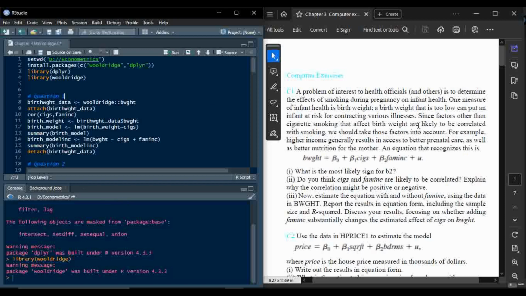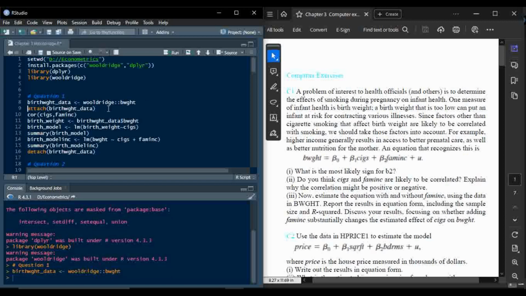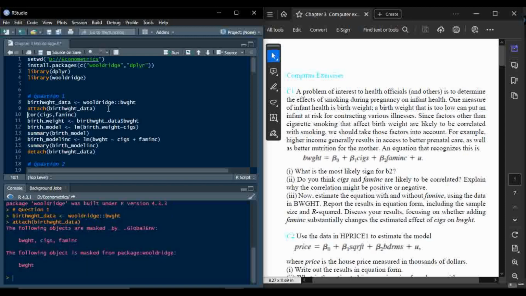Question number 1 utilizes the birth weight dataset from the wooldridge library. In this dataset, there is also a column with the same name, bwght. Therefore, we will have to use different names for the dataset and this data column. Let's give the dataset a new name, birth_weight_data, and use the assignment operator with wooldridge::bwght. So this is our dataset now. Now let's attach this dataset. Now let's see what the first question is.